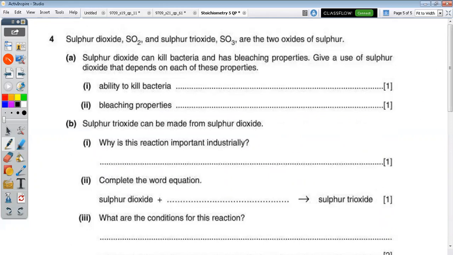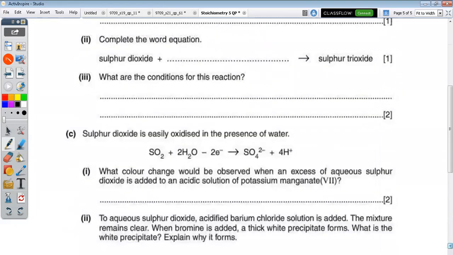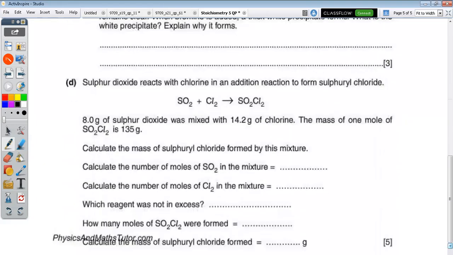We'll do the topic on sulfuric acid later. Now I'll go to the stoichiometry, the last section for the day. Calculate the mass of the sulfuryl chloride formed by this mixture. Let's see what we are given. 8 grams of sulfur dioxide is mixed with chlorine. So calculate the number of moles of the sulfur dioxide. We now know the formula: n = mass divided by Mr.